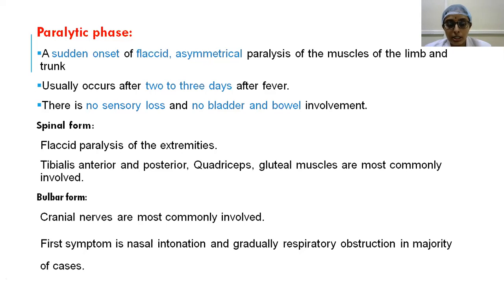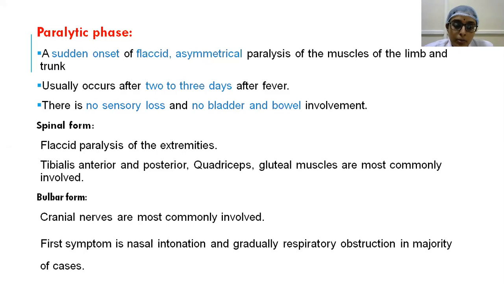In poliomyelitis, there are two types: the spinal form and the bulbar form. In the spinal form, because the anterior horn cells are involved, the lower motor neuron is involved, and there will be flaccid paralysis. The most commonly involved muscles are tibialis anterior, tibialis posterior, quadriceps, and gluteal muscles. Quadriceps is the most commonly involved muscle, and tibialis anterior is the muscle which is completely paralyzed because it has fewer columns involved. If tibialis anterior is affected, function is completely lost.